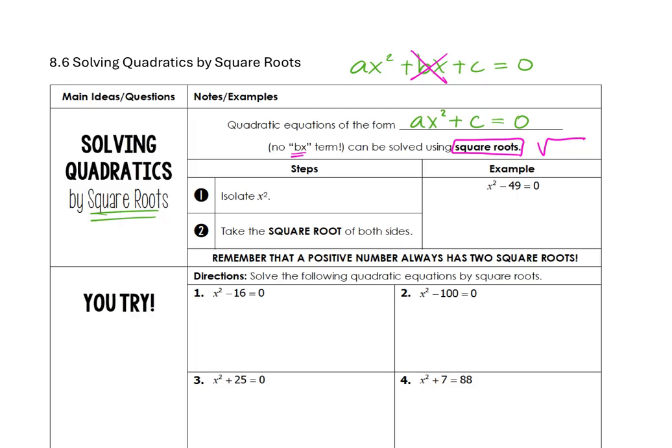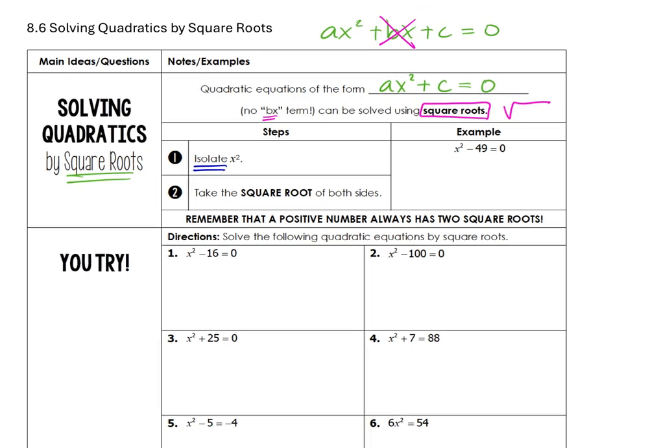Here's your 2 steps. Step number 1, you're going to isolate x squared. What does it mean to isolate? Get it by itself. So the goal is get x squared by itself first. Once you've done that, now you have x squared equals something. How do you get rid of a squared? You square root it, okay? Those are your 2 steps every time. Isolate, square root, you're done, okay?